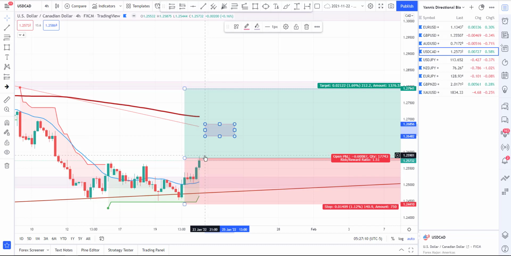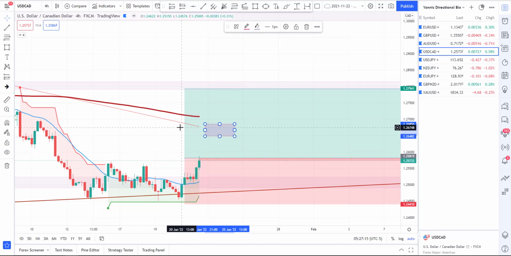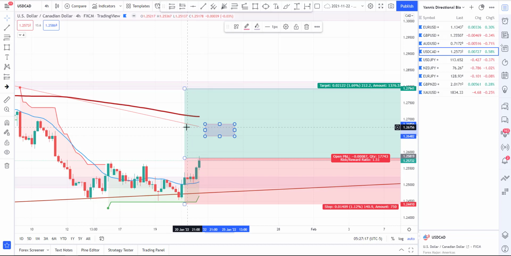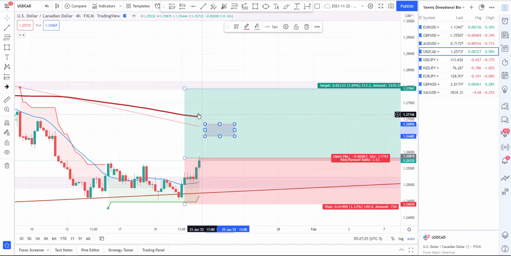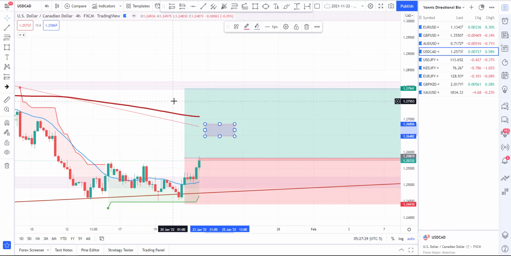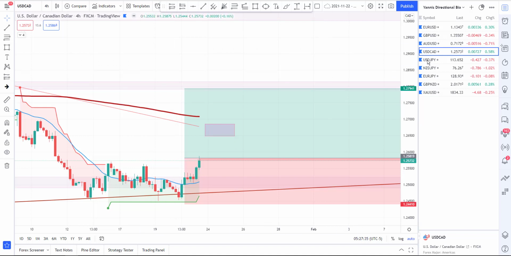And for those of you who would be long from lower, you will already be in a very good long trade. Just keep your eyes on it to see if we can push further up to the initial target, or if price may rebound here, in which case you may want to either secure your position or even close it. Okay, so that's for the dollar CAD.